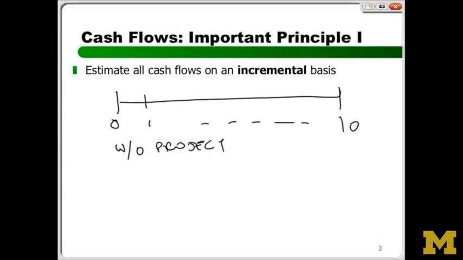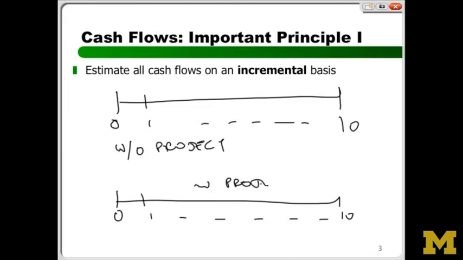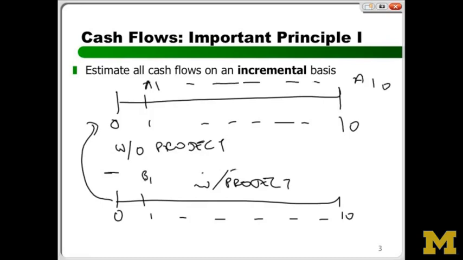Because life goes on, it's called status quo, so don't assume that nothing is happening, unless, of course, this is a brand new project and idea. Even then, it's good to think about the world without the idea, and then with the idea. This is with project. And the value creation is the difference between this and this. So if this was A1 through A10, and this is B1 through B10, it's the change that is value creating.